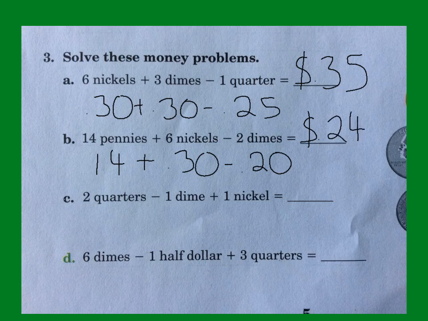C, 2 quarters. Each quarter is 25 cents. If we have 2 of them, that's 50 cents. Minus 1 dime, so that'd be 10 cents. We're at 40 cents right now. Plus 1 nickel, which is 5 cents. And we then have 45 cents.